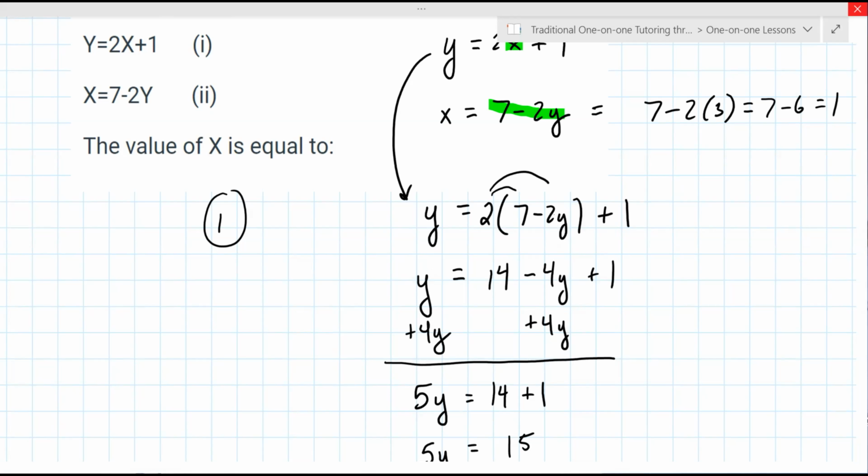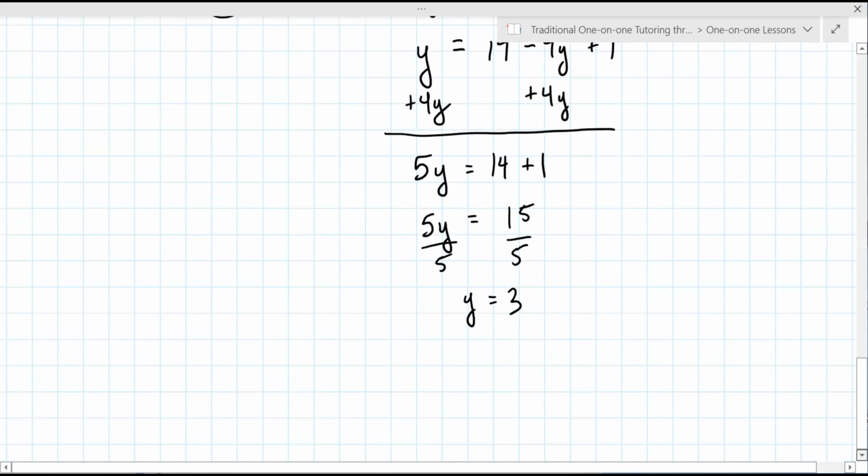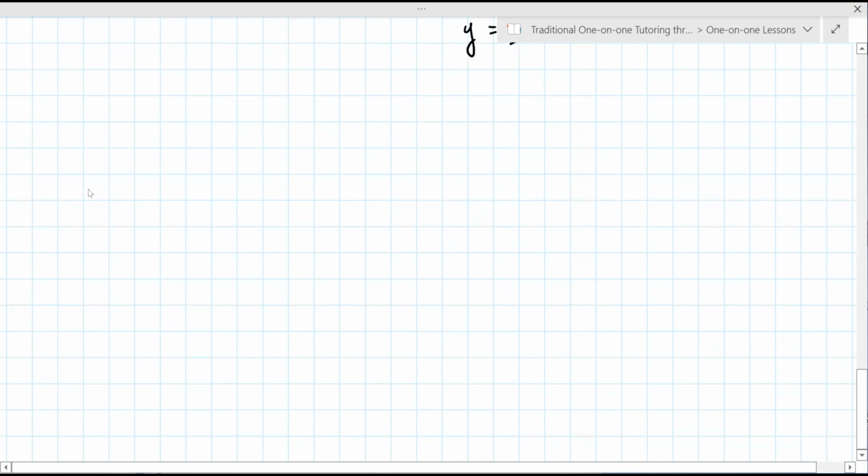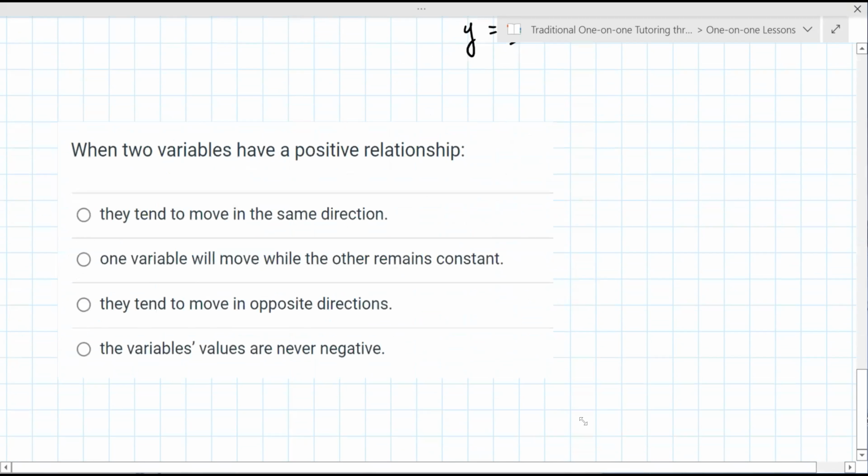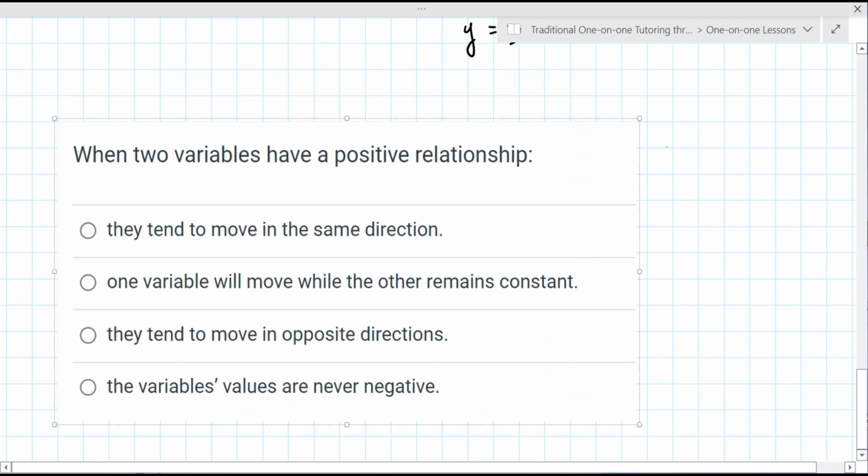Any questions on that? I think that's good. Okay, next question here. Okay, when two variables have a positive relationship. So here's what that means.